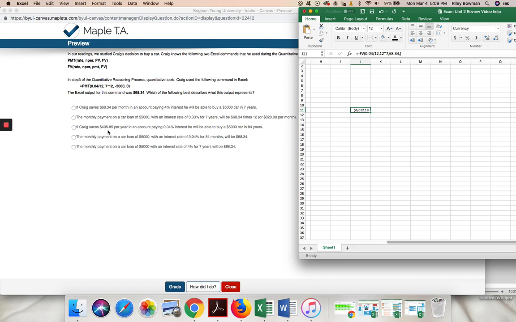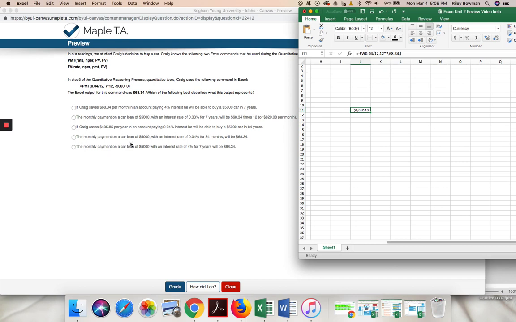Okay, the next one. If Craig saves $405.85 per year, I'm not sure where they're getting the $405 from, in an account paying 0.04%, you'll notice that's wrong too, because here this is a decimal. To change it to a percent, we move it over. It should say 4%. Interest, he will be able to buy a car of $5,000 in 84 years. Again, the 12 is per month, the 7 is the years, and this is another future value, not a payment. So there was a lot wrong on that one.